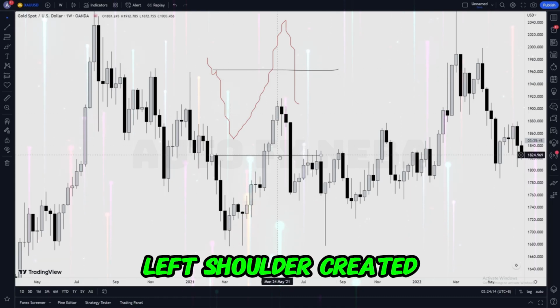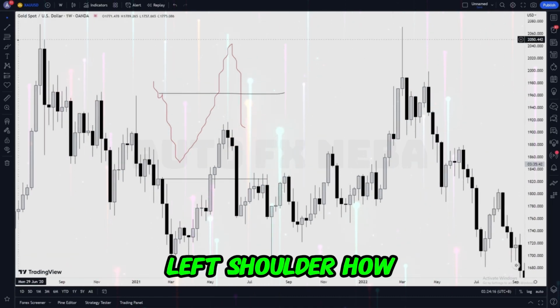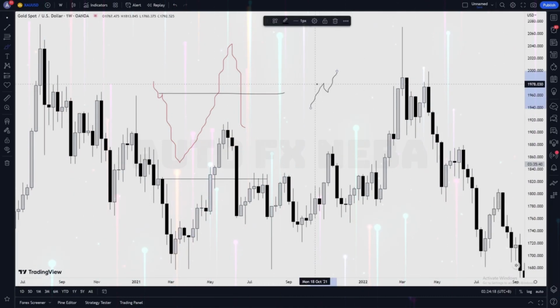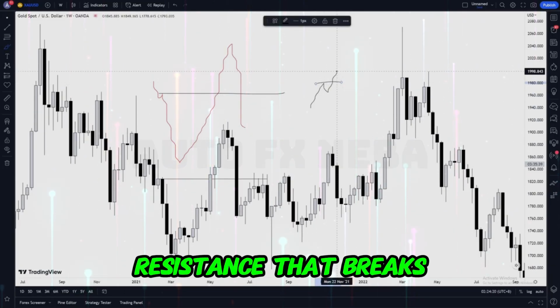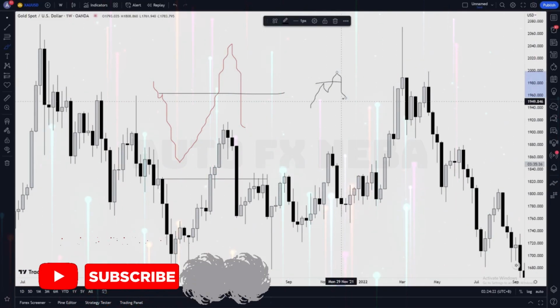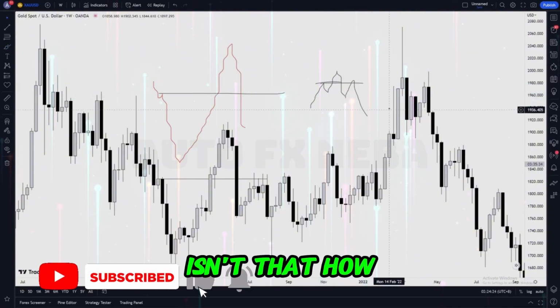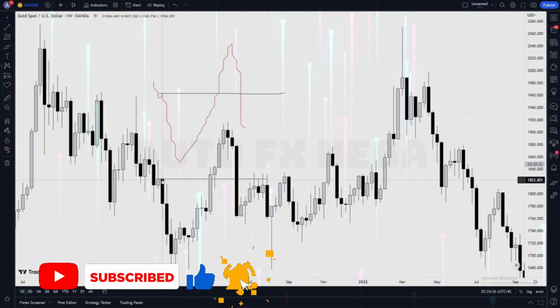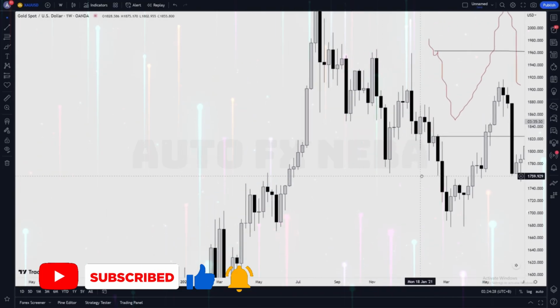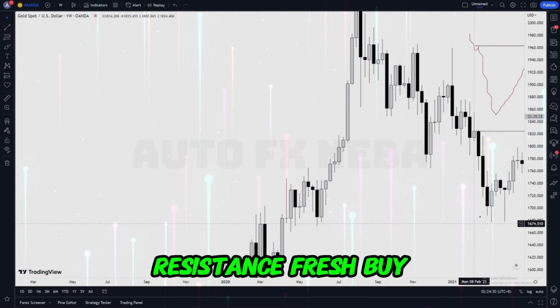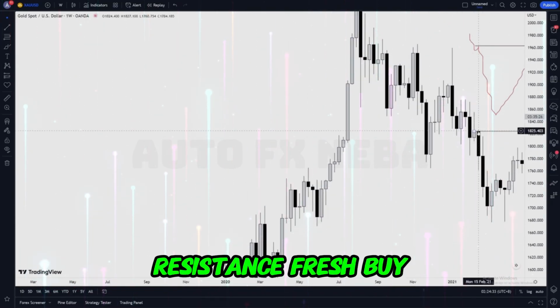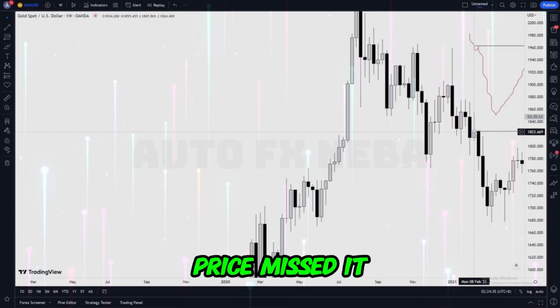How is a left shoulder created, my friends? Left shoulder, how do we talk about it? Resistance that breaks, supposed to be support, but breaks back again. Isn't that how left shoulder is created? Okay. What is this? Resistance, fresh, buy, sell. This here, price, missed it.